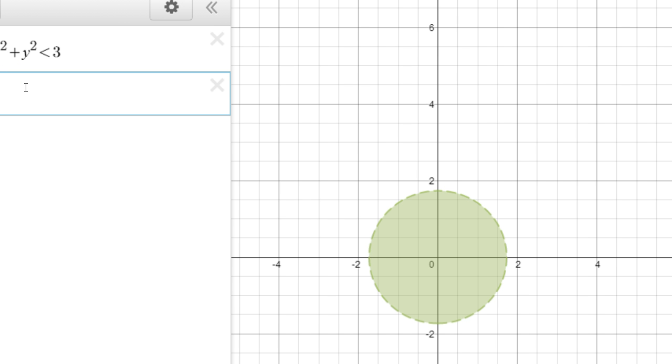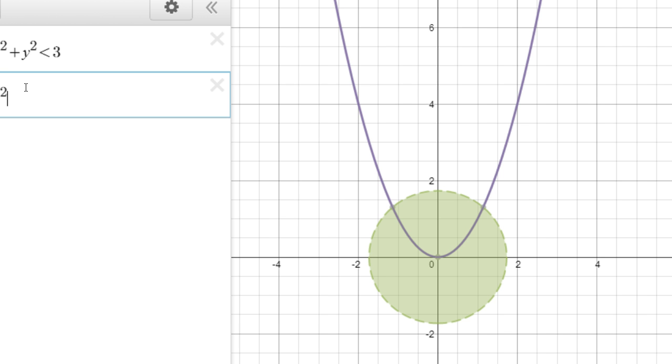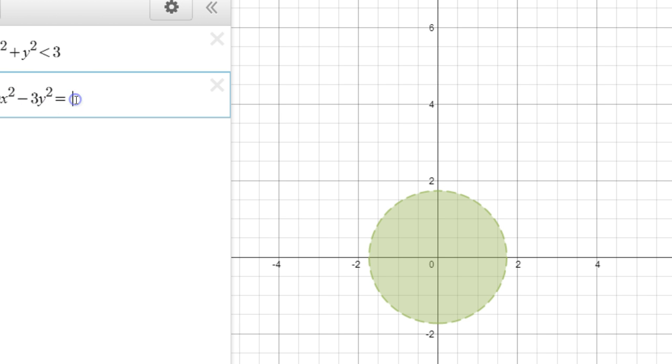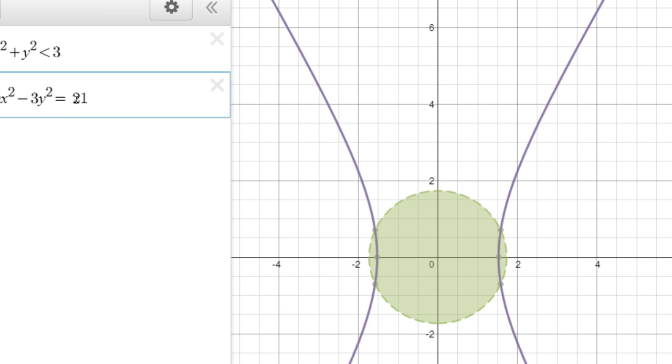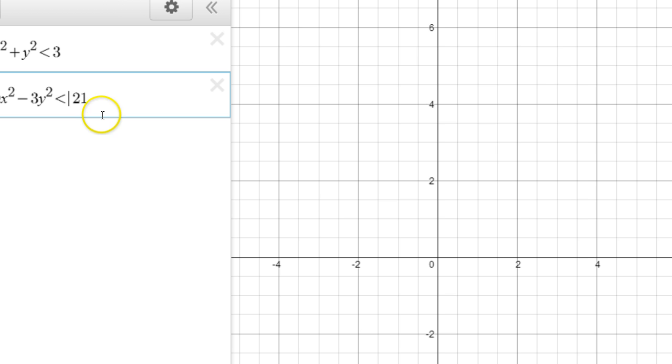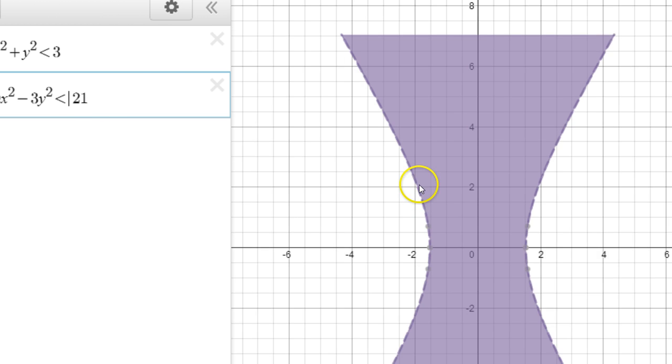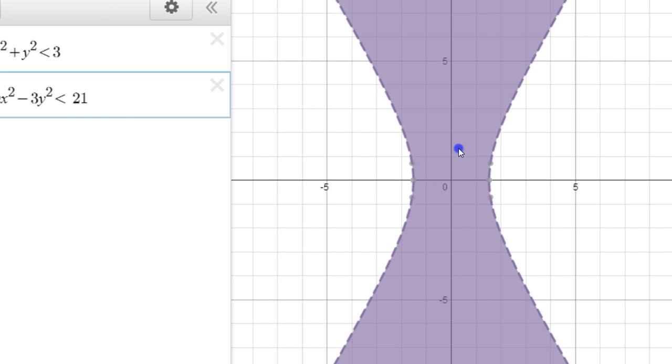Whereas if you have something that looks like this, x squared minus y squared, let's put 9 and 3 equals 21. Okay, just taking a look at that one. That's your normal hyperbola, but if we put some inequalities in there, you can see a whole range of answers can be arrived at.